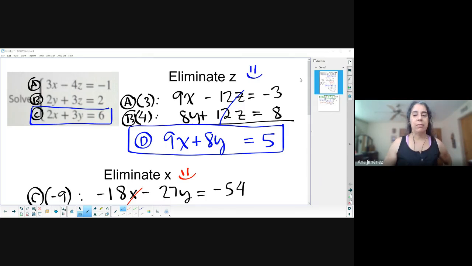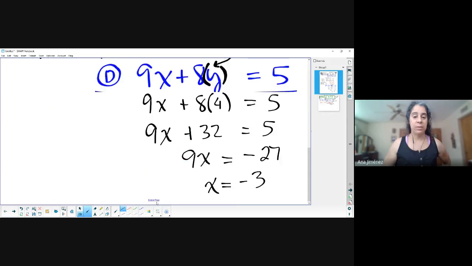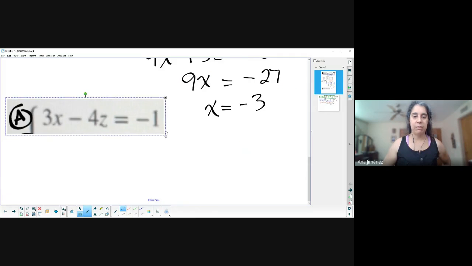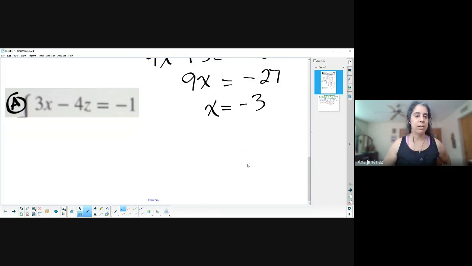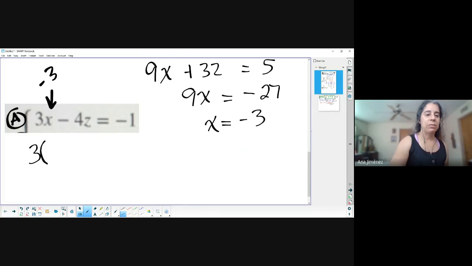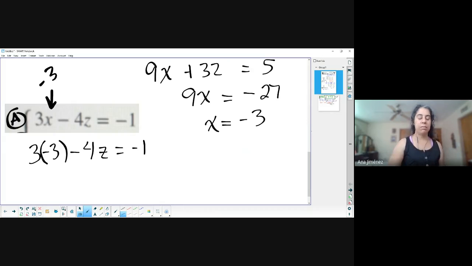I'm going to tell you right now, you're braver than I am. I would have used B because A has all of these negative signs, and I feel like if I'm going to make a sign error, I'm going to strangle myself. So I'm going to pay really close attention to my signs. I have a -3 in for x, and whoops, I don't have my z. Sorry, just kidding. So 3 times -3 minus 4z equals -1, and then just solve for z.